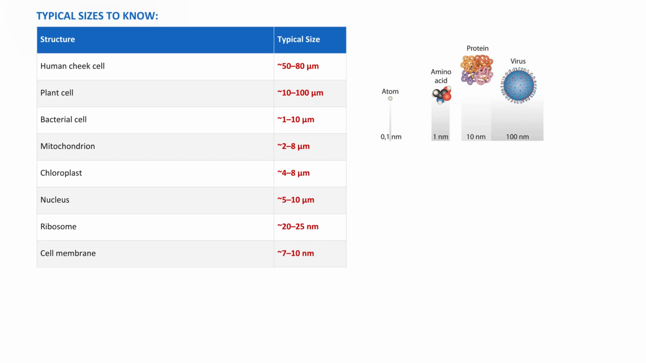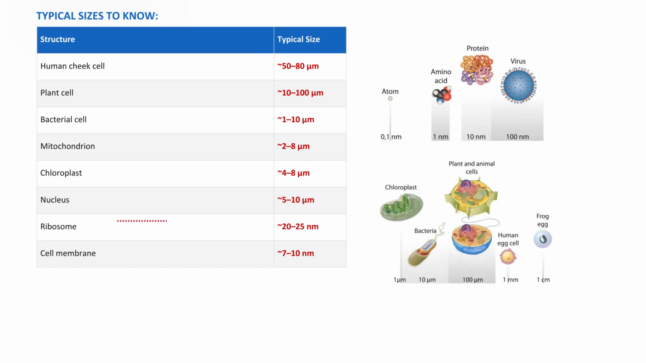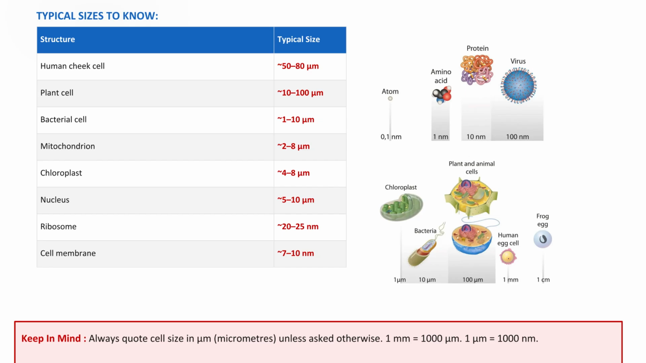Organelles inside cells are even smaller. For example, a ribosome is only 20 to 25 nanometers. These sizes come up in AQA exams, so it is worth memorizing the key ones. Keep in mind that 1 millimeter equals 1000 micrometers and 1 micrometer equals 1000 nanometers.